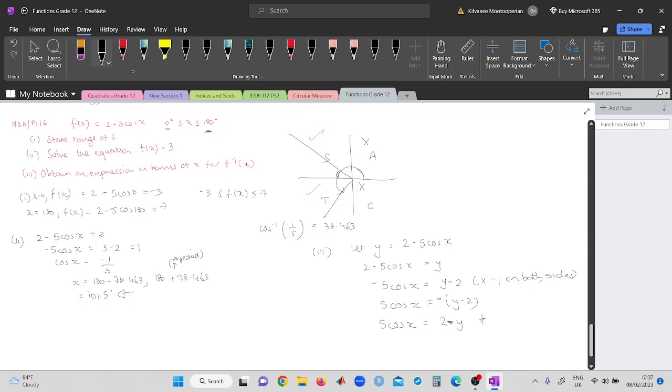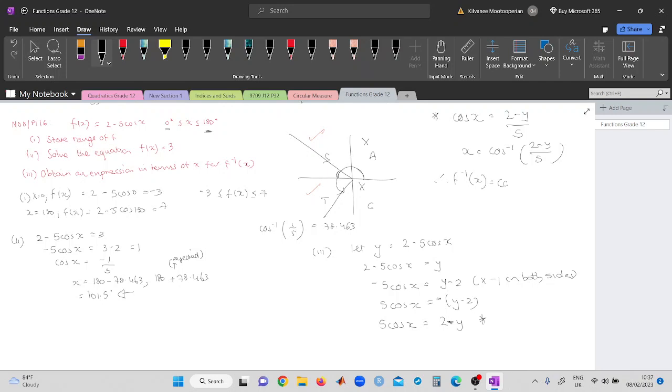Therefore, I continue here. I can continue on the same page, and when I take a screenshot, I get it in one go. So, 2 minus y, so cos x will be 2 minus y over 5. x will be the cos inverse of 2 minus y over 5. Therefore, f inverse is cos inverse of 2 minus, and in place of y, I replace it by x. This is my inverse function for f of x.